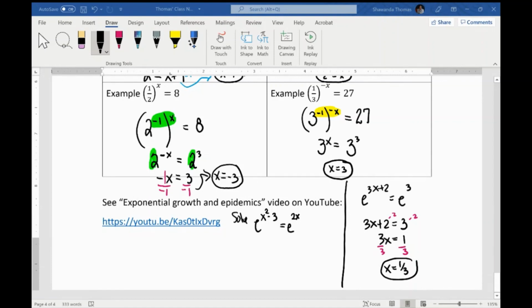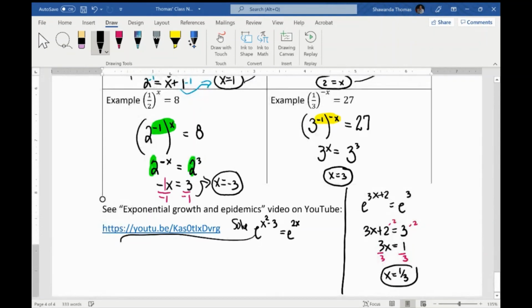All right. I'm going to go ahead and solve it. What is the first step? Tell me what the first step is. Setting them both equal to each other. Yep. So we're going to set, okay, that's not going to work. X squared minus 3 equals 2x.